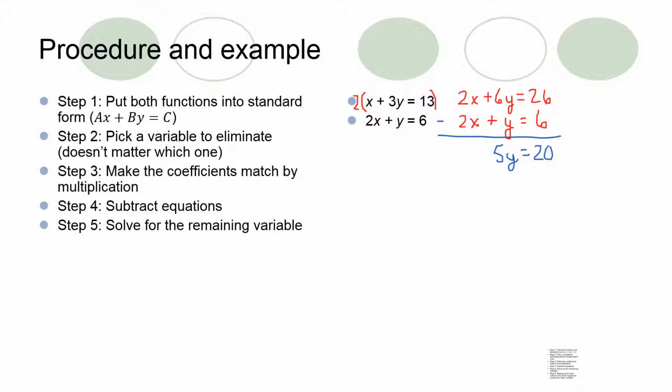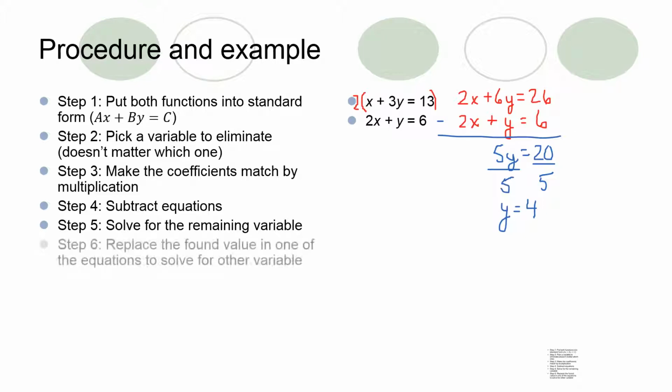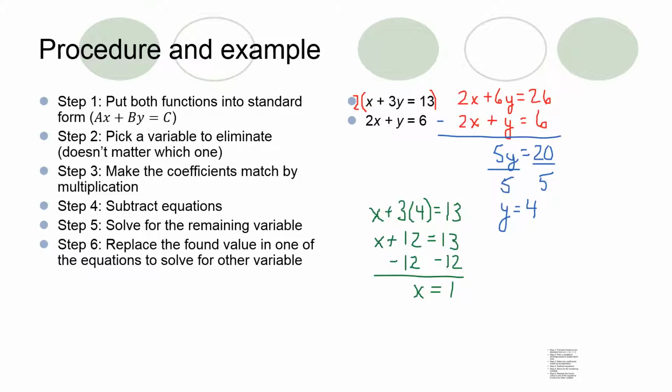Now we have to solve for the remaining variable. This is simply done by dividing by 5 on both sides to get y equal to 4. Then I'm going to take y equals 4 and replace it into any one of the equations that I want. You have to use one of the two original equations. In this case, I chose to use the top equation, and I plugged 4 in for y, and I now have x plus 12 equals 13, minus 12 on both sides, and x equals 1.